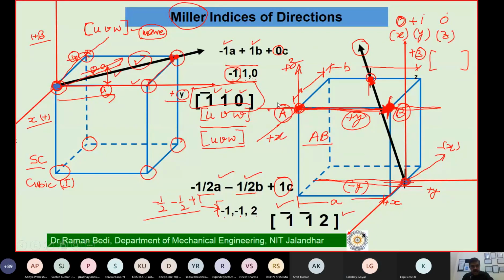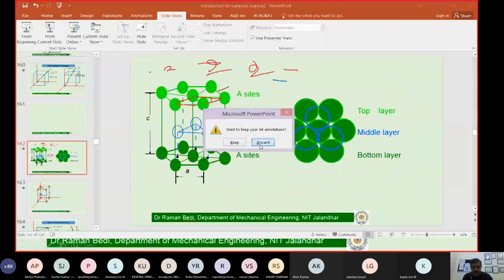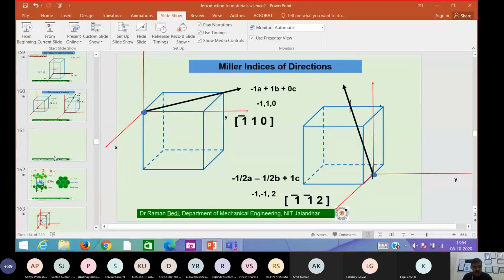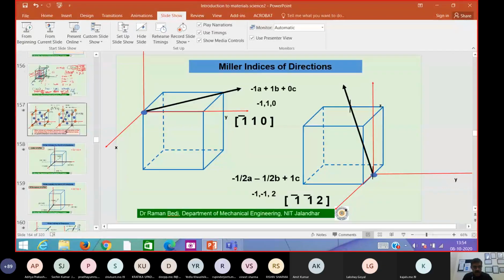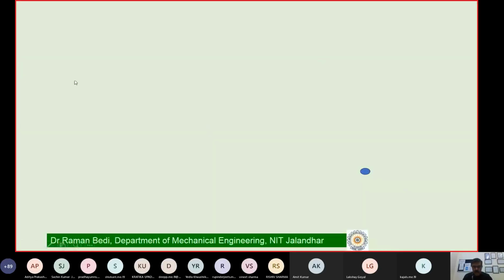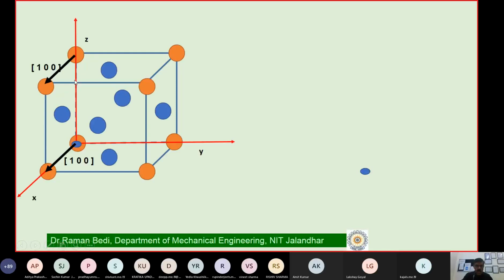There is something which we are missing. We are not sure what, why we are not able to follow that. Let me go back to where I started yesterday. Did we do this yesterday? The slide has changed now. We did this yesterday.